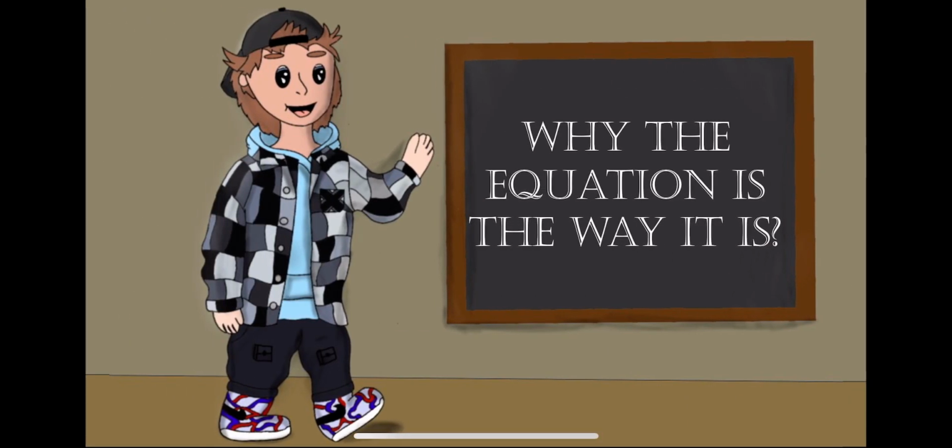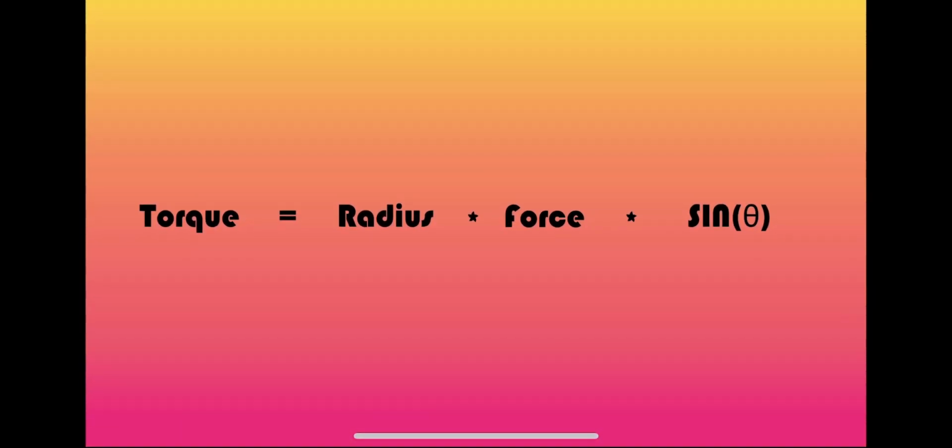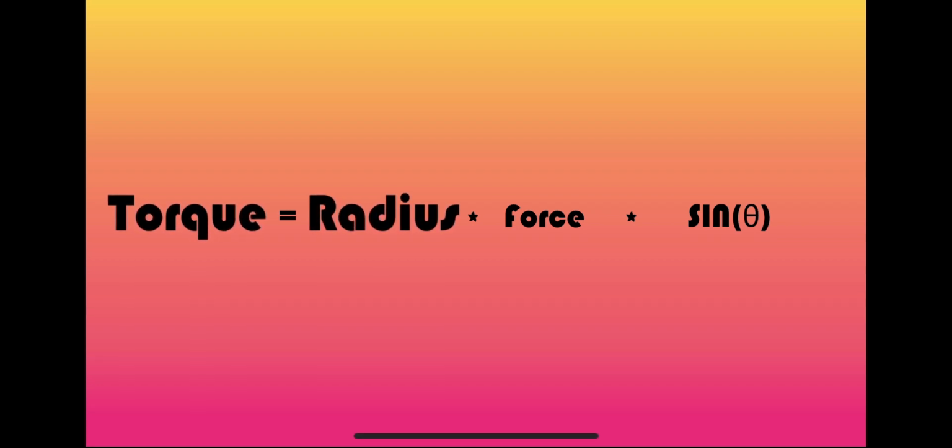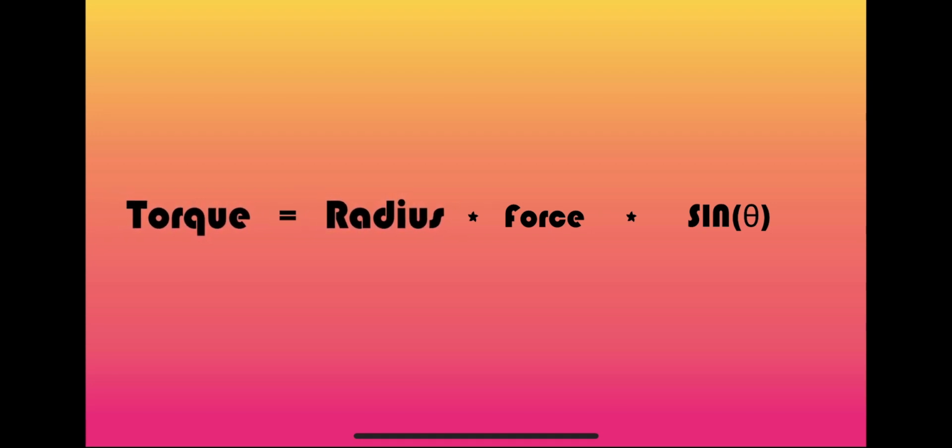We can now take this equation and analyze how changing the different values of the equation changes the overall torque. When you increase the radius, you're making one of the variables bigger, and thus the torque will obviously increase. The opposite is also true. When the radius decreases, the torque also decreases.